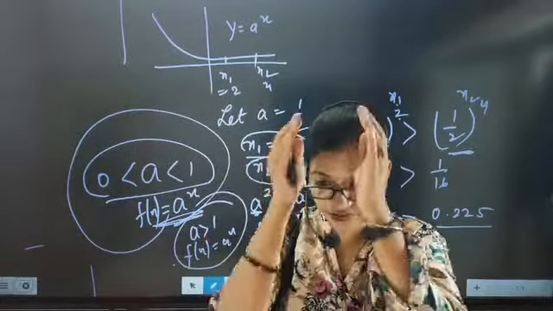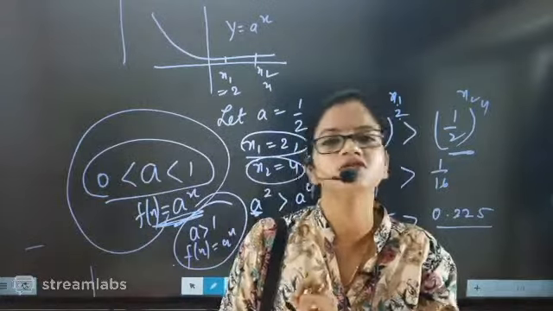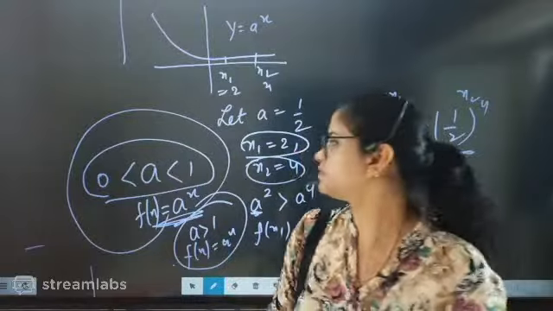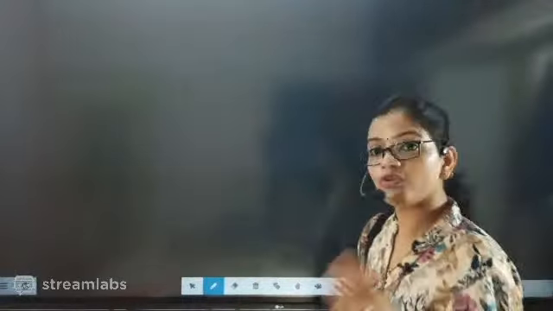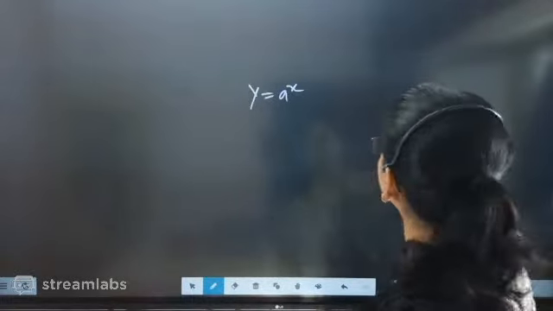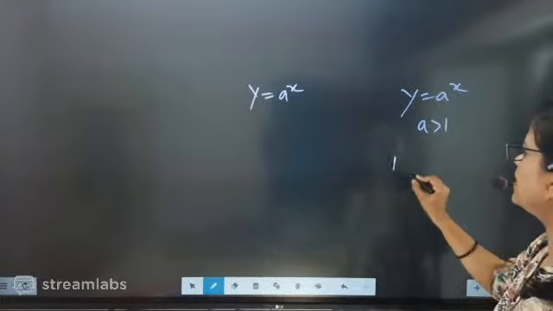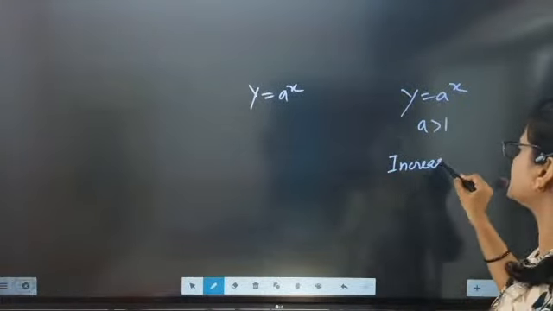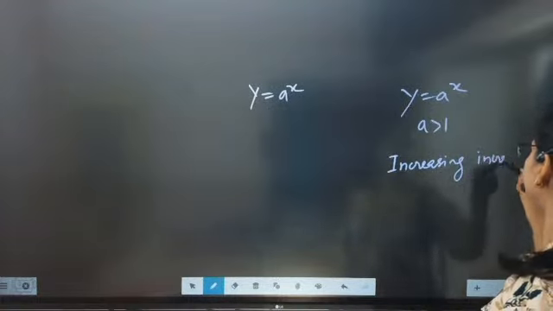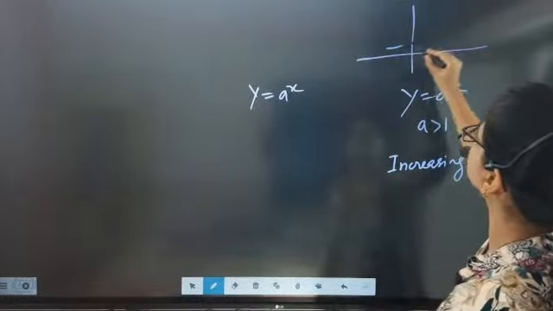This is a very, very important segment, beta, and it will be very costly if we do not understand the entire part of these curves. So the final overall conclusion: y is equal to a to the power x. If a is greater than 1, it is a strictly increasing function, and the curve will go like this.